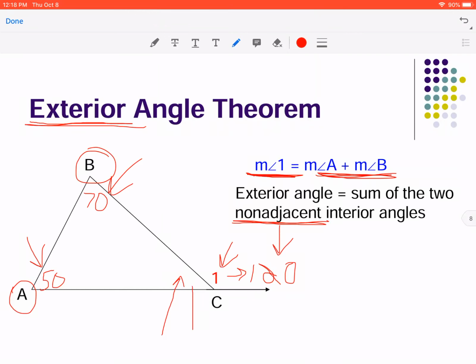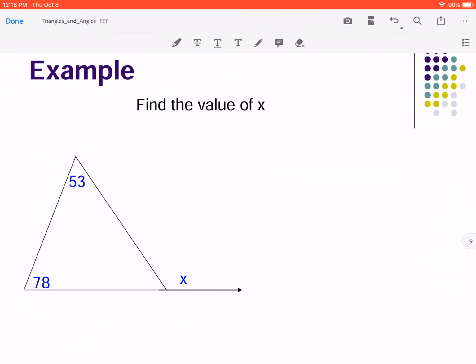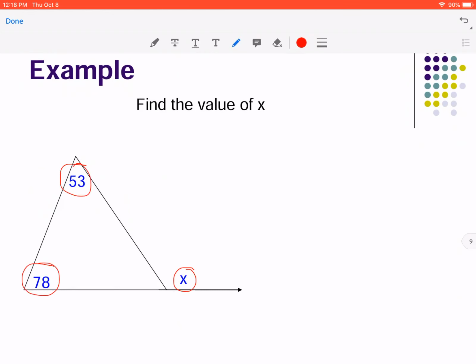So if I did want to find this angle here, they're not asking for it, I would do 70 plus 50 is 120. I would do 180 minus 120, which is 60. And again, if this is 60, doesn't this angle beside it have to be 120 because it makes a straight line? All right, so that's exterior angle. So here's what we're talking about. The easiest way to find x right here is just add these two non-adjacent angles.